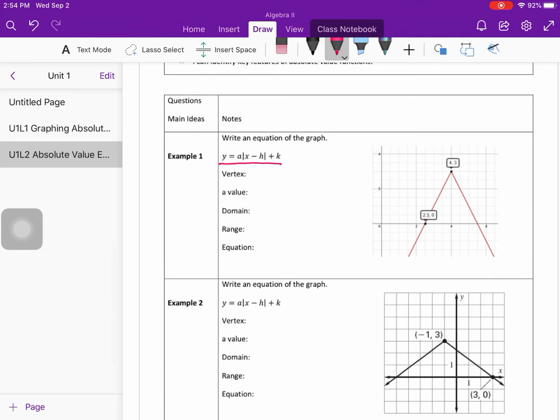So the vertex, if we look over here on the right side, is this point right here. It already gives us that it's 4, 3. So that's super nice because that's a lot of information. The a value, this is where it gets a little bit trickier because we are trying to figure out the slope.